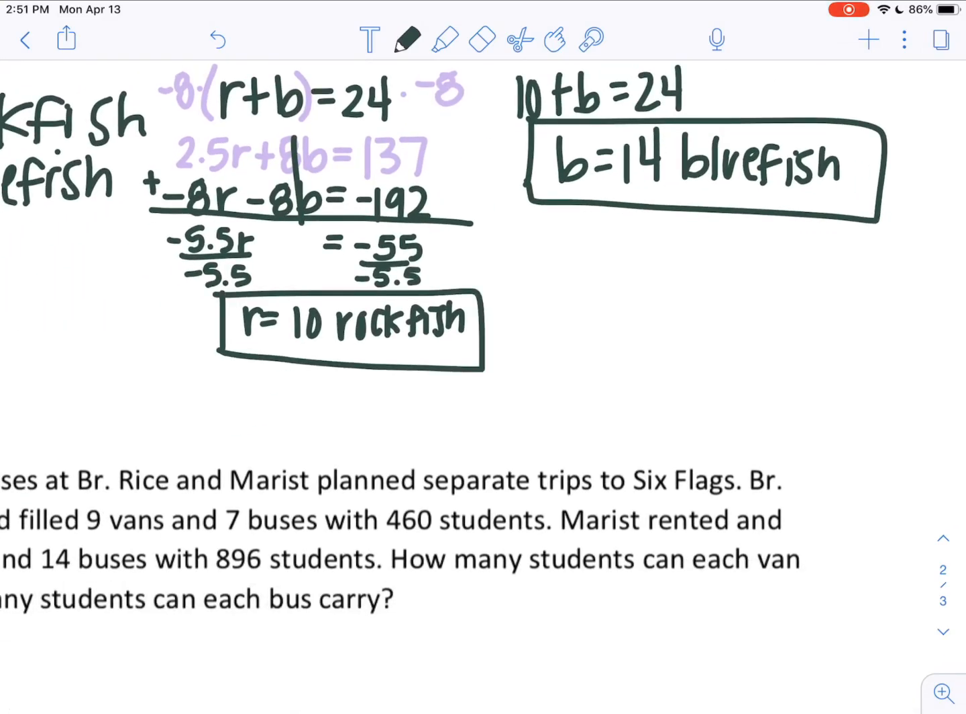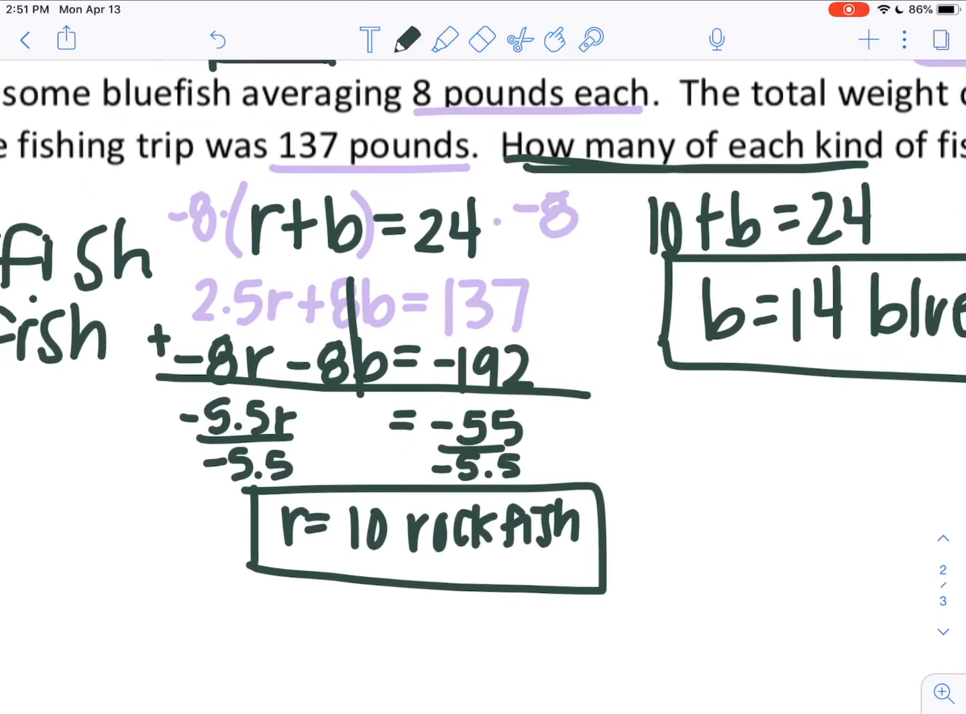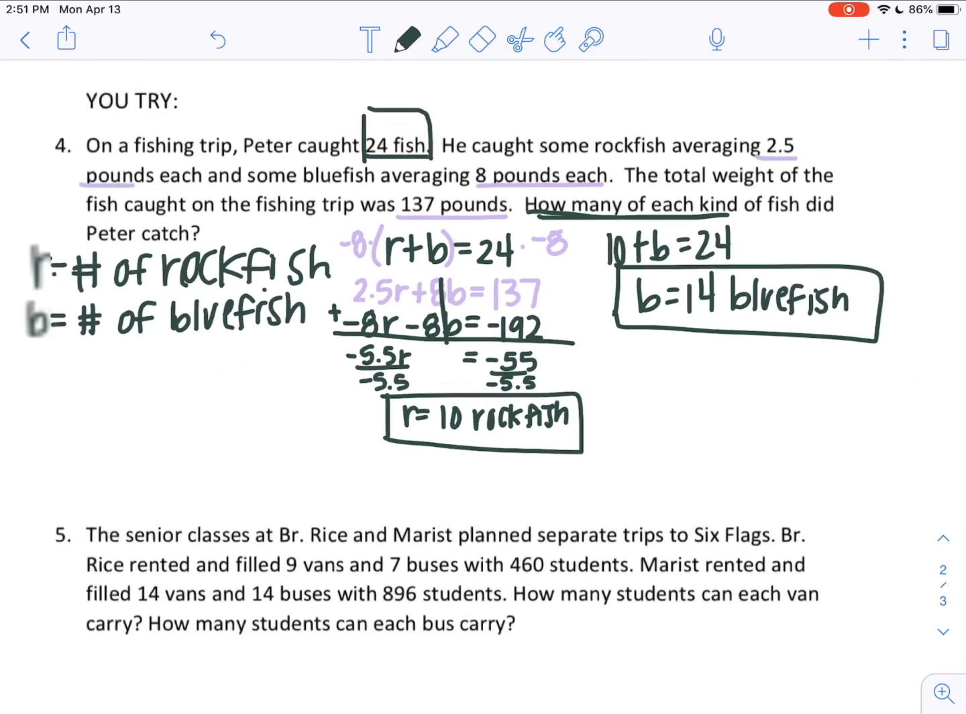Okay, so if they're giving you totals of something, it's always going to be your two variables added together equal to the total. And then they're either going to bring in money or they're going to bring in weight. And then you're going to apply that to your second equation. So bring in the cost or bring in the weight and then set it equal to the total cost or the total weight or whatever they're talking about. Okay, all of these are set up the same and you'll start catching on to the pattern the more you practice these.